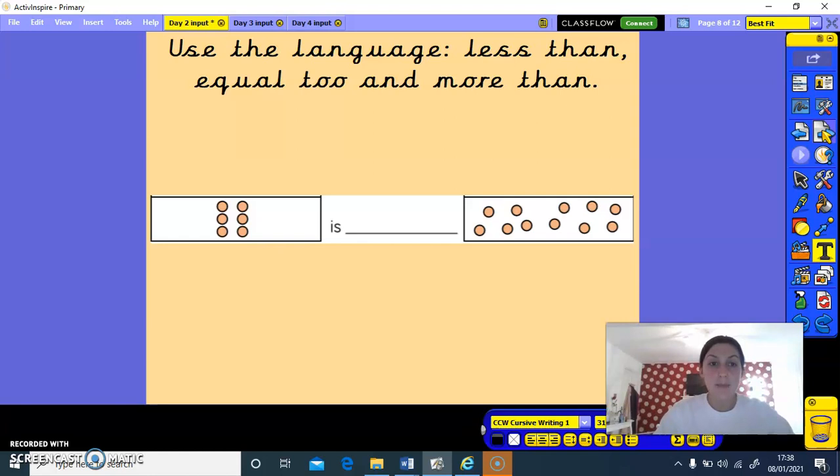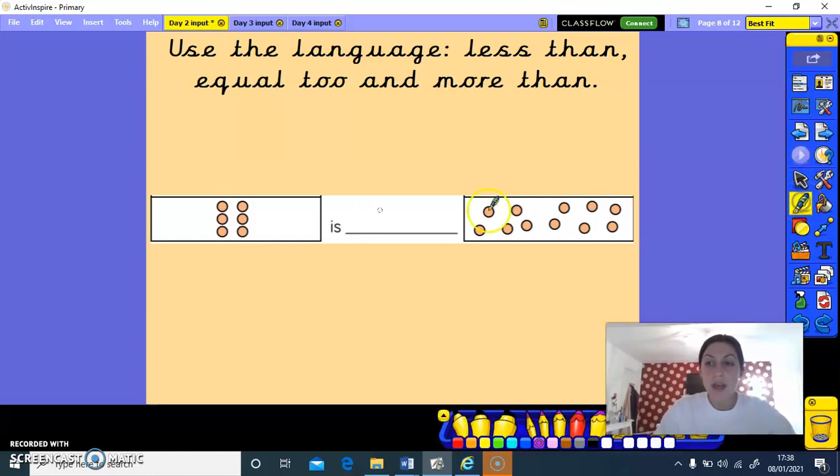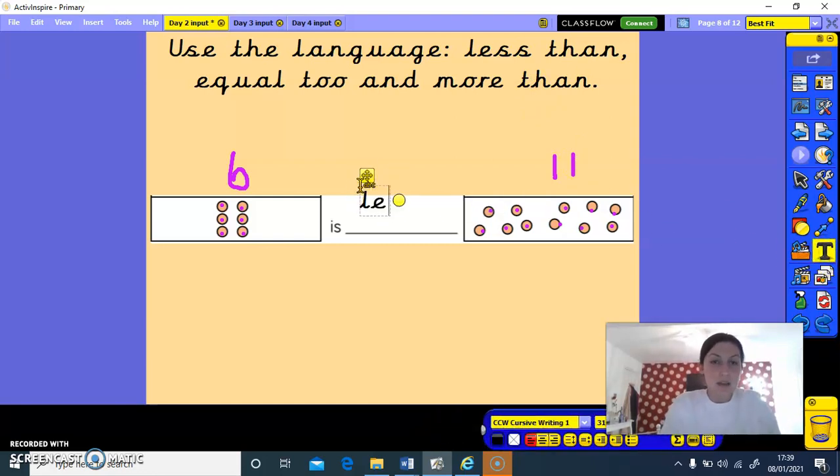What about this one here? How many circles do I have here? 1, 2, 3, 4, 5, 6. And over here I have 1, 2, 3, 4, 5, 6, 7, 8, 9, 10, 11. So which word will I need this time? 6 is less than 11, equal to 11, or more than 11. I would need less than, wouldn't I? Because 6 is the smaller number. It is smaller than 11.